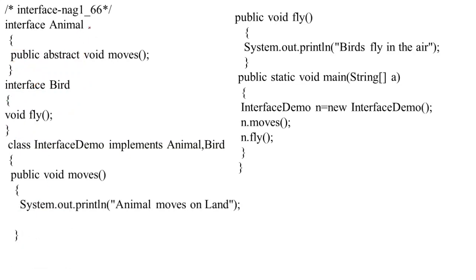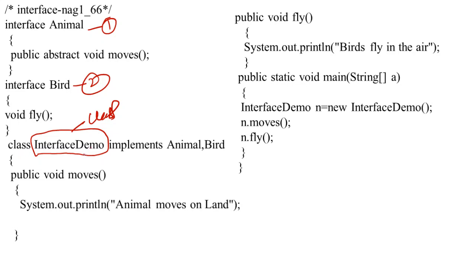How many interfaces do I have here? This is the first interface, and this is the second interface. This is class space. Understand, this is not an interface. You must understand this. This is a class. That's why it starts with class.